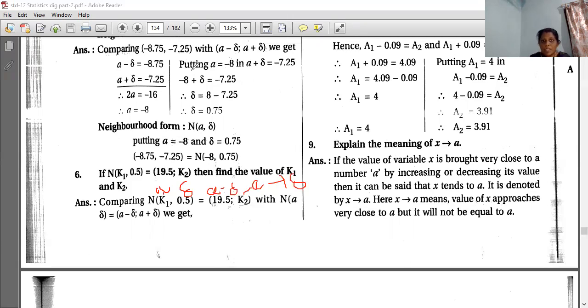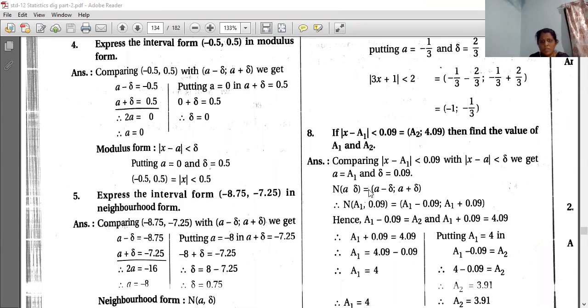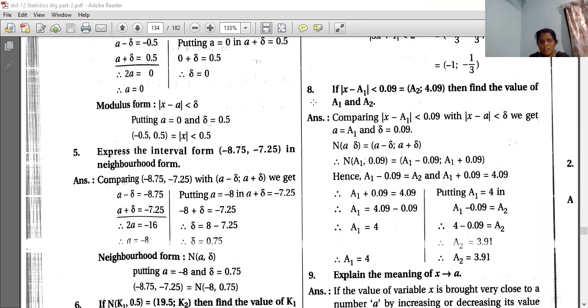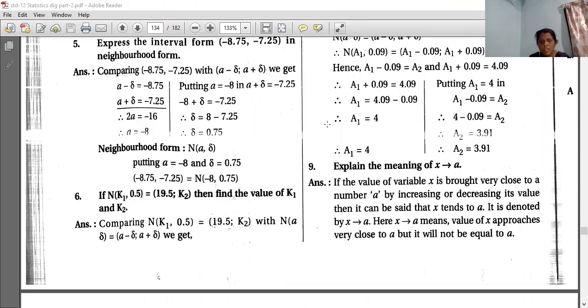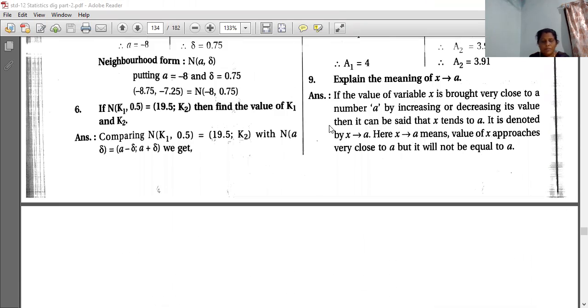Whatever is given in the digest, you have no need of seeing this solution. This is very typically what confusion will create if you are seeing all these things. If directly it is possible to write, then why should you create so much confusion? Now next is, this one also I have explained, so no need of doing this. Now next is question number 9.